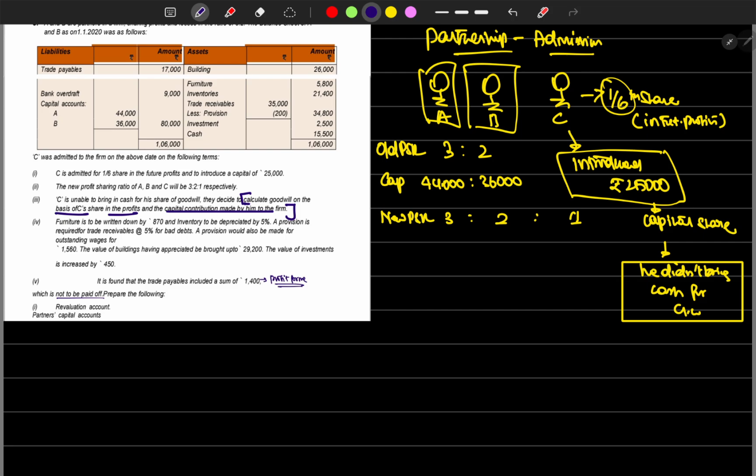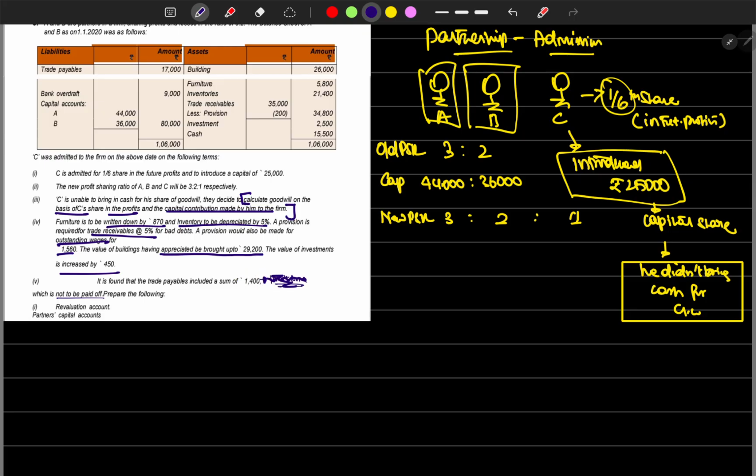Then furniture is written down. These are the revaluation details: furniture written down by 870, inventory by 5%, provision for trade receivables 5%, provision for outstanding wages 1,560, and building appreciation. All these items are revaluation only. Then it is found that the trade payables include a sum of rupees 1,400, which is not to be paid off.